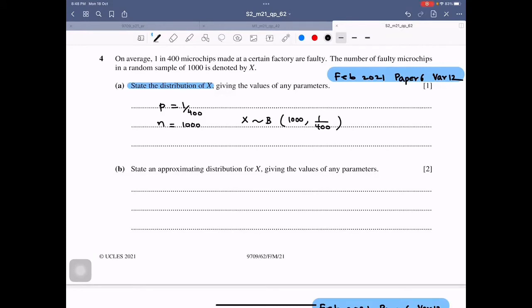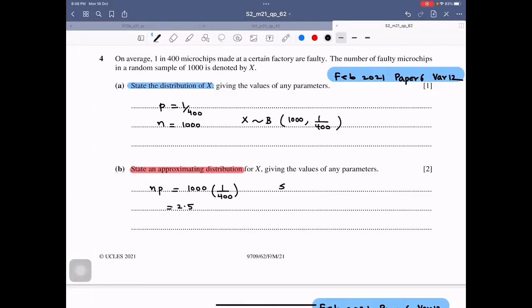The second part, can it be approximated to anything? The answer is yes. Any other distribution? Of course, yes. Binomial has the liberty of becoming Poisson. Binomial has the liberty of becoming a normal distribution. Now, which one is more appropriate? First of all, calculate np. That is 1000 multiplied by 1 over 400. That comes out to be 2.5.